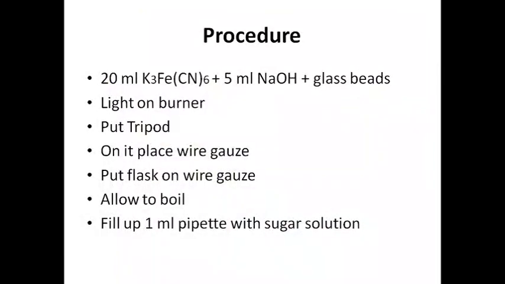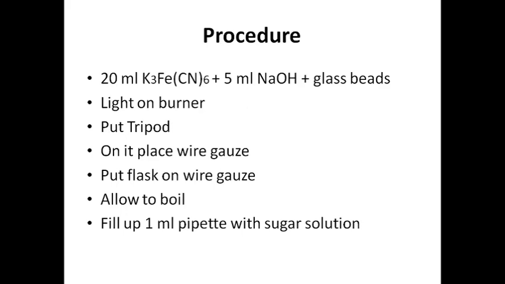Now how to proceed for Kol's method. First of all, two solutions are taken into the flask. Take 20 ml of 1% K3FeCN6 and 5 ml of 2.5 normal NaOH in a flask.